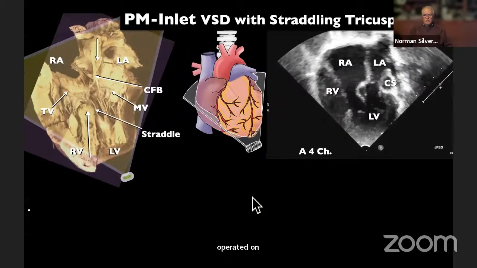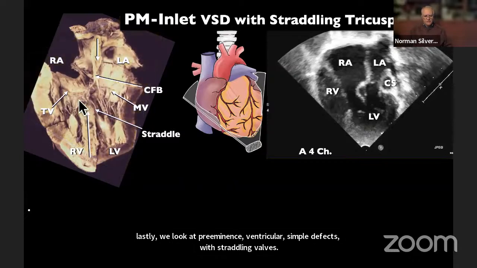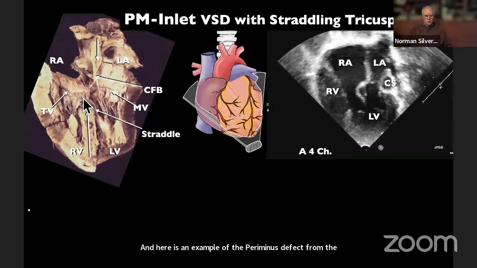And lastly, we look at perimembranous ventricular septal defects with straddling valves. And here is an example of a perimembranous defect from the Anderson archive, showing the caudal leaflet of the tricuspid valve straddling across the ventricular septal defect, which is perimembranous in location, and attaching to one of the papillary muscles together with the mitral valve leaflets in the left ventricle. And of course, this becomes a problem.